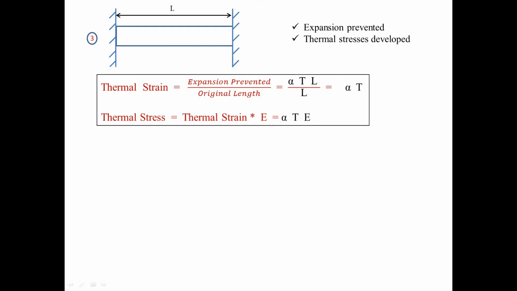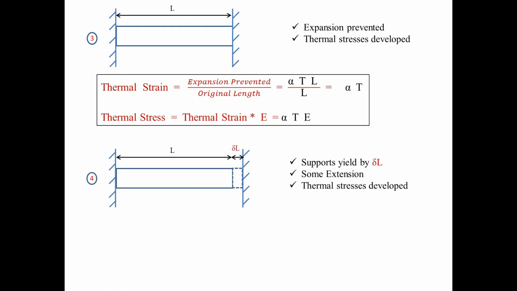For thermal stresses, initially the thermal strain, let us say, is the expansion prevented upon the original length. So expansion prevented will be equal to alpha into T into L. Whatever the expansion of the bar that is being prevented upon the original length is equal to alpha into T. So thermal stress will be equal to thermal strain multiplied by E, that is alpha into T into E. So whenever it is a thermal stress, the generalized formula is alpha into T into E, where T is the rise in the temperature.